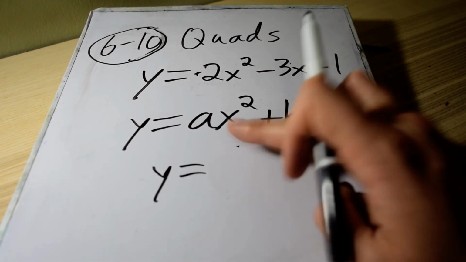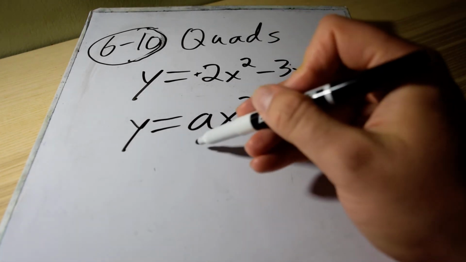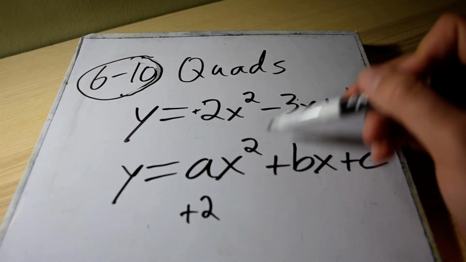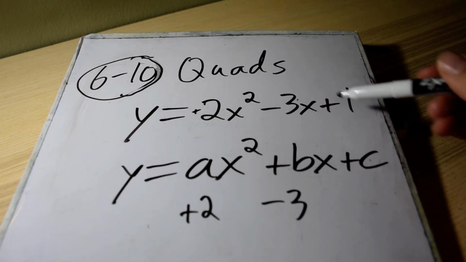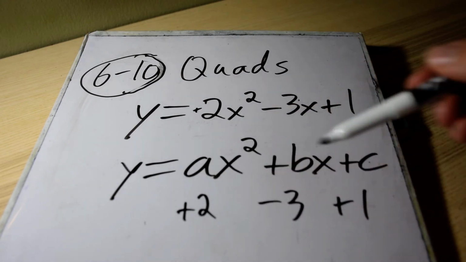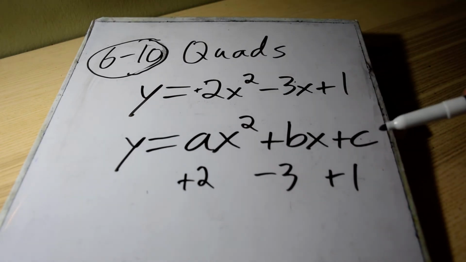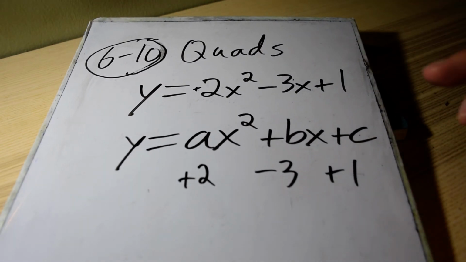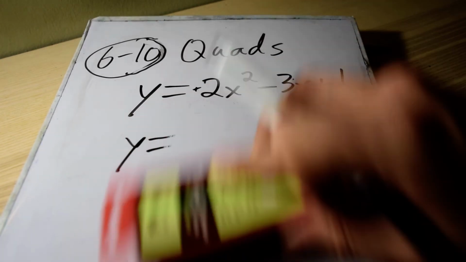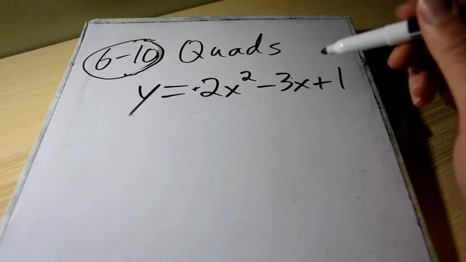Let me give you another example. I could give this one up here, and a would be plus 2, right? B is minus 3, and C is plus 1. Those are A, B, and C, and we're going to need those for the quadratic equation and a few other things. So you always want to identify A, B, and C no matter what you're doing.